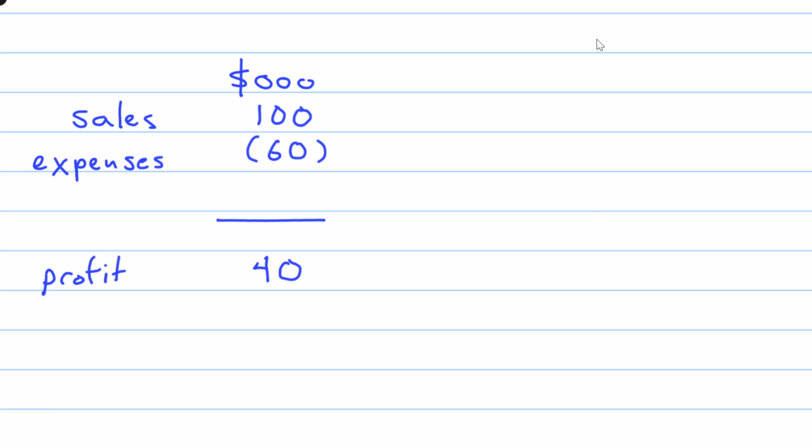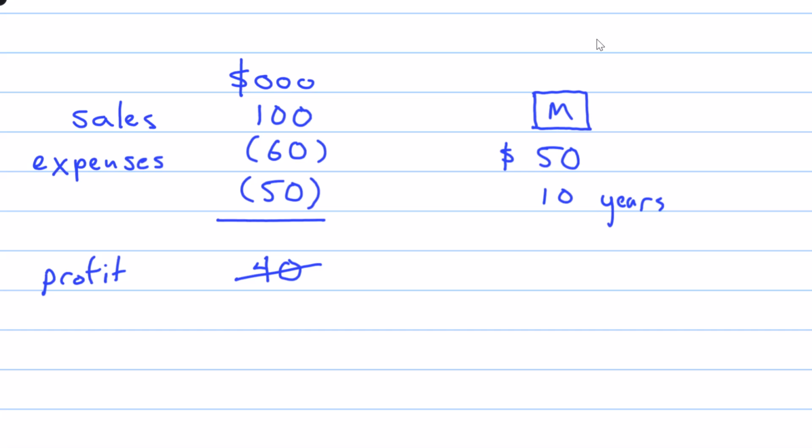$40,000. Let's now imagine that our business buys a machine. Now, I'm no artist, so I will represent the machine as this box with an M. And we spend $50,000 on this machine, and it's going to last for 10 years. Now, I might be tempted to record that purchase of the machine like this. That's another expense that we've incurred. So now we don't have a profit of 40, but we have a loss of 10.